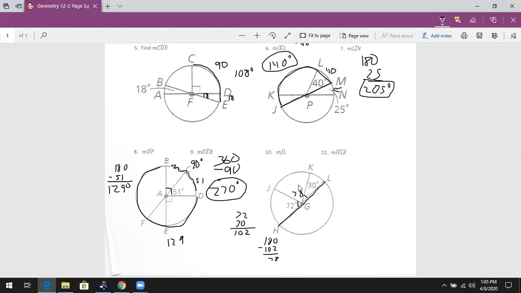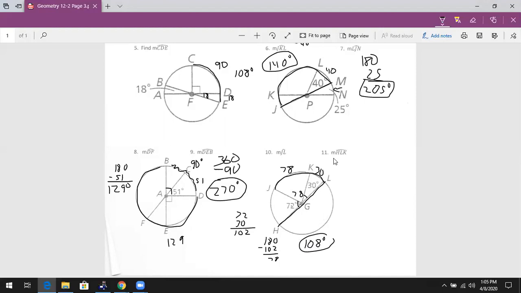No, I didn't want JK. I wanted JL. Either way, I find 78 and 30 to be 108. There was an easier way I could have done it. Maybe you figured that out. You could have just taken 180 and gotten rid of the 72 here and gotten 108.